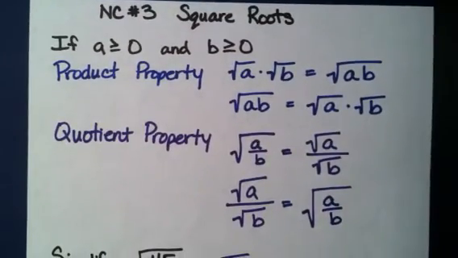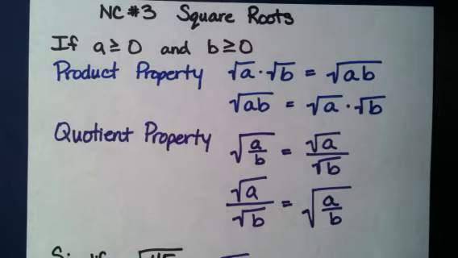On note card number 3, we covered square roots. We had the product property and the quotient property. The product property showed us that the values in the radicands can be multiplied and put under one radical. They can also be split apart and placed under two separate radicals.